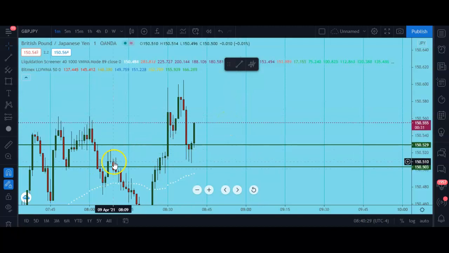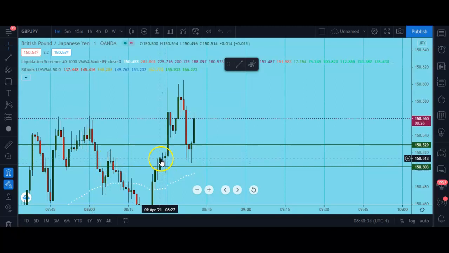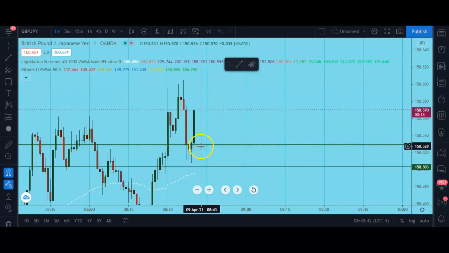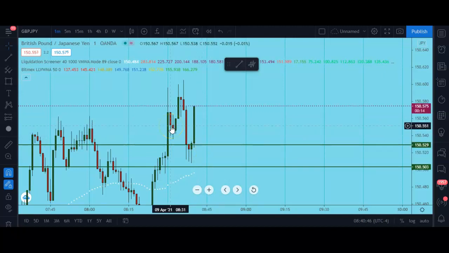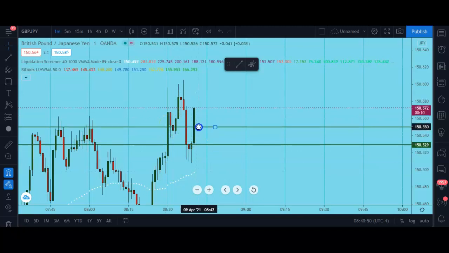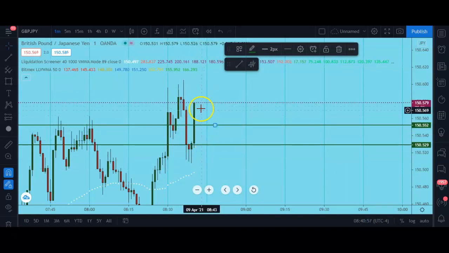Oh, here, this was the... above there, it's going to close above here, and then if it closes above here, then I'm expecting for price to come back and maybe bounce off of this level.